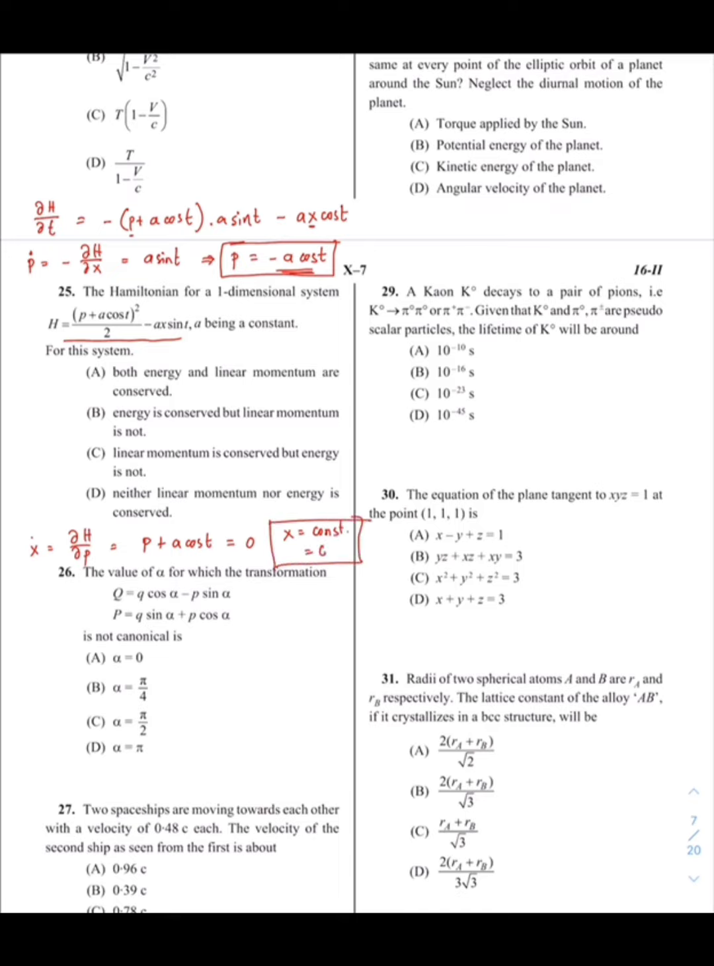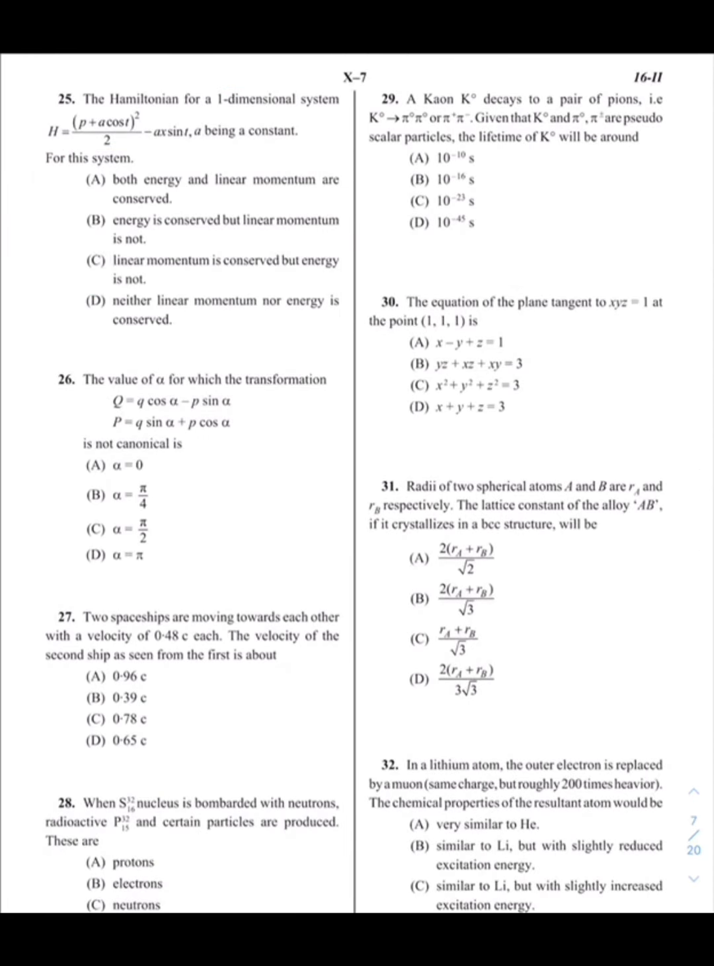Now let's go back to the derivative of the Hamiltonian with respect to t, and we see that if we put p equal to minus a cos t, this term goes to 0, but this term survives. So the Hamiltonian is dependent on time also. So neither linear momentum nor energy is conserved. So option D is the correct answer.